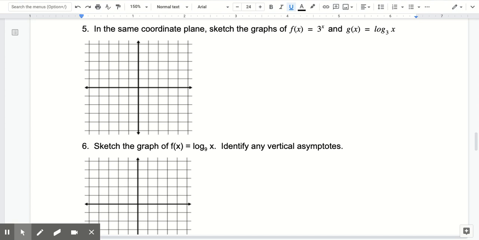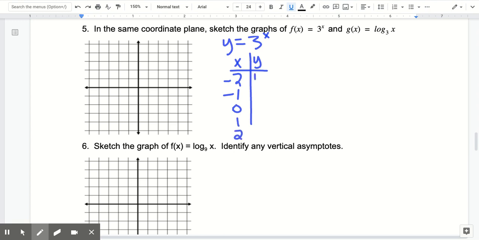All right, in this problem, we want to graph two different functions. We want to graph first y equals 3 to the x. So we'll go ahead and do that. We're just going to set up a table of values, and we did this in a previous lesson. Okay, -2, -1, 0, 1, and 2. And we plug this in.